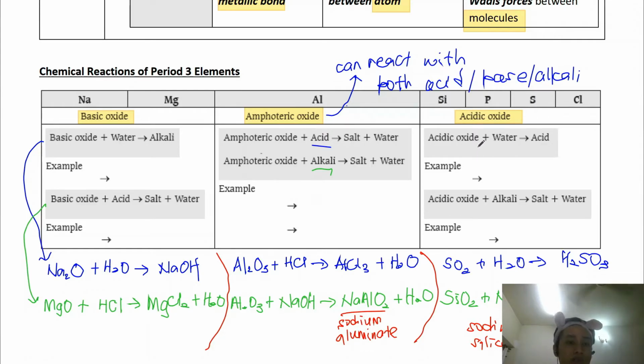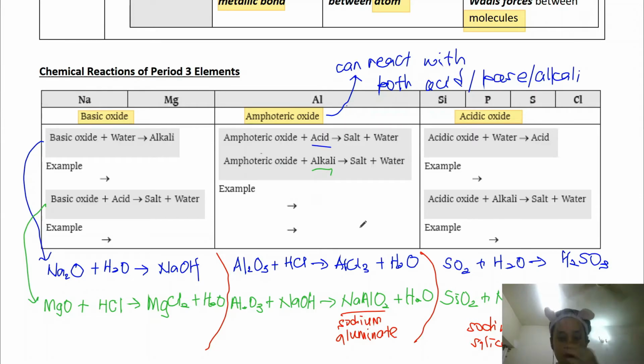So just remember, if you are a basic oxide and I dissolve in water, you form alkali, and definitely you will only react with acids. Whereas for acidic oxides it's the other way round. If I put it in water, I form acids, and then I can only react with alkali. Amphoteric, I can react with both acids and alkali.